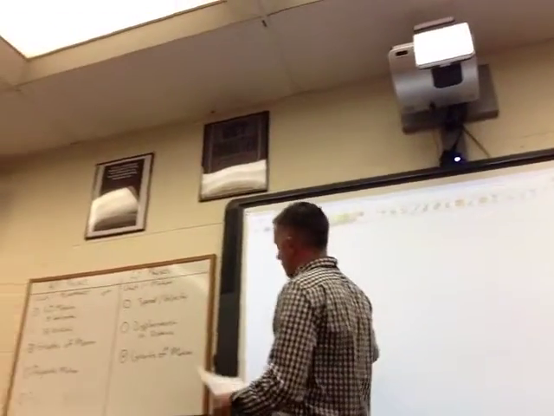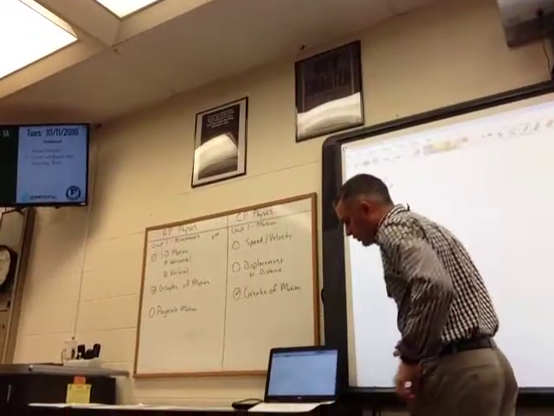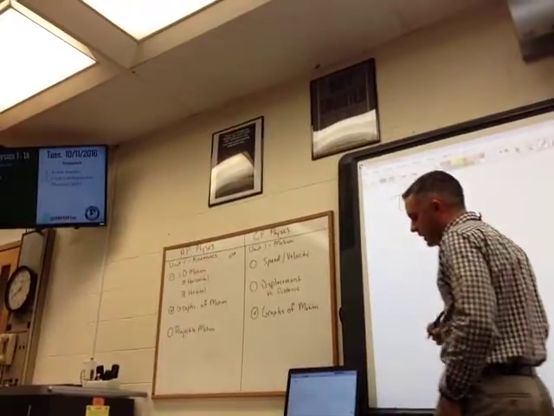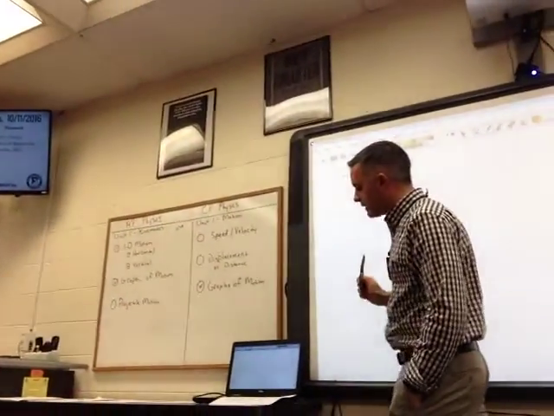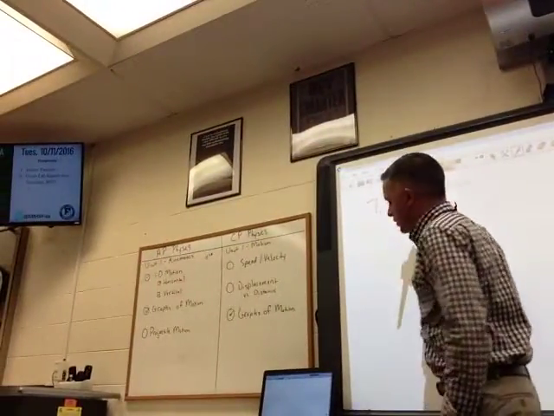So number 7 says, right, velocity vector 40 degrees above the positive x-axis has a y component of 10 meters per second. What is the value of the x component? Oh boy. All right, so let's start by just drawing it.